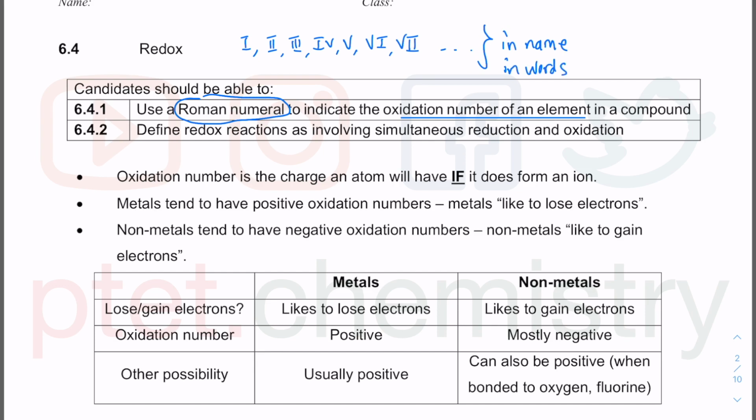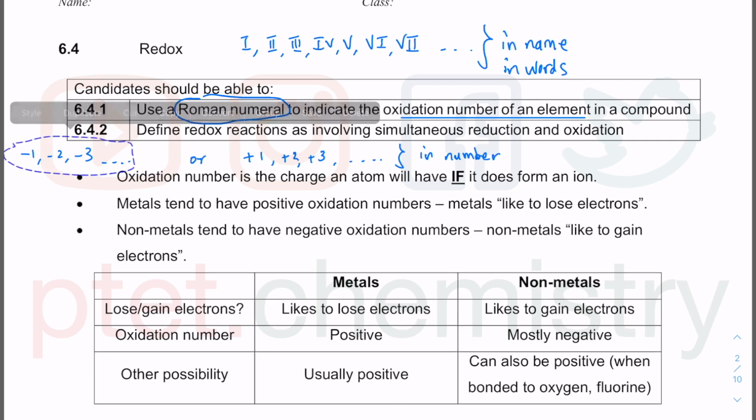However, when you're writing down the oxidation number, you write +1, +2, +3, and so on. This is in number, not in words. It could also be -1, -2, -3, and so on. If you're writing it as a number, it could be these or these. It could also be 0 as well, as you will learn more when we start to talk about oxidation number. So that is just 0 there.